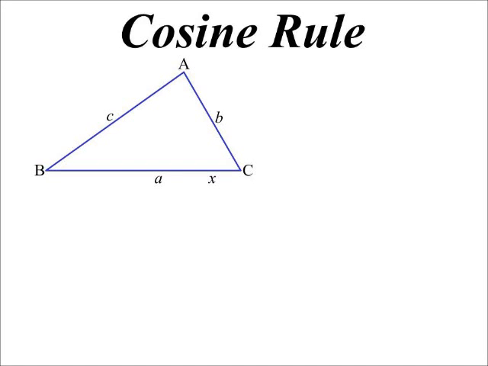The sine rule, of course, allows us to solve certain situations, but not all situations. So we also have the cosine rule. So let's derive that one. Again, I'm going to drop the perpendicular height in. Now, using Pythagoras, we know that h squared would be b squared minus x squared.